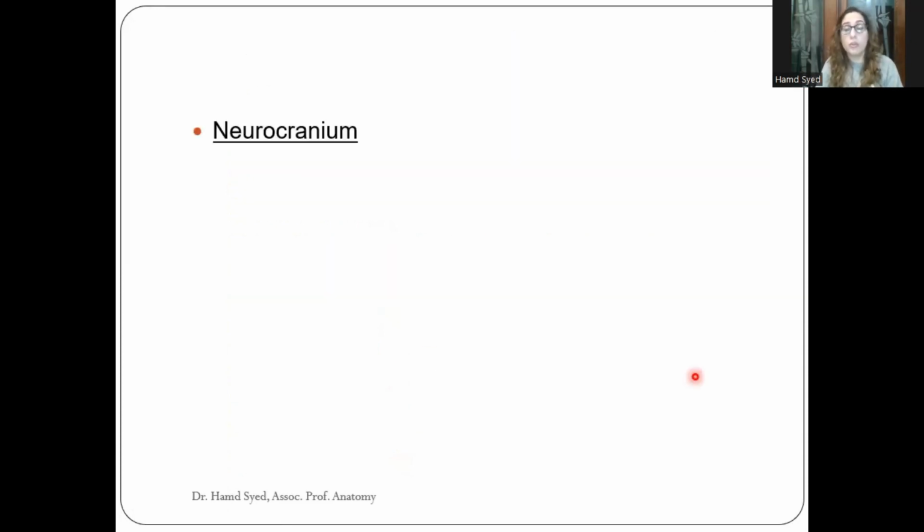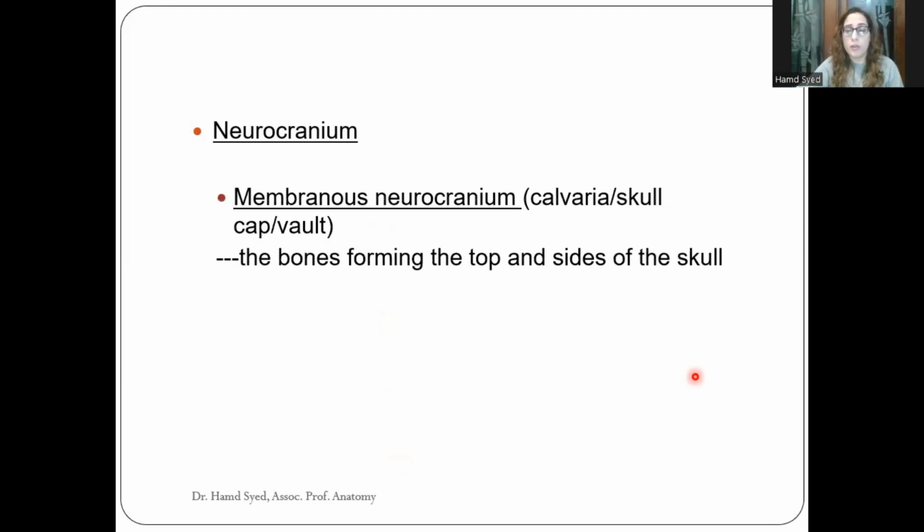Now, when we talk about the neurocranium or the brain box, the part of the cranium which is surrounding and encasing the brain, this neurocranium is further divided into 2 parts. The part which is forming the top and the sides of the skull is known as the skull cap or the calvaria. And this is the part of the cranium which is formed by the intramembranous method of ossification. So it is also known as the membranous neurocranium.